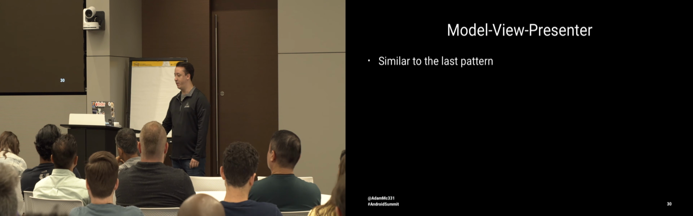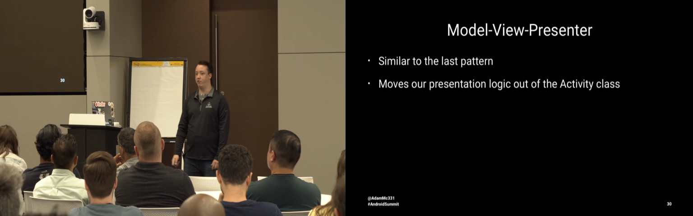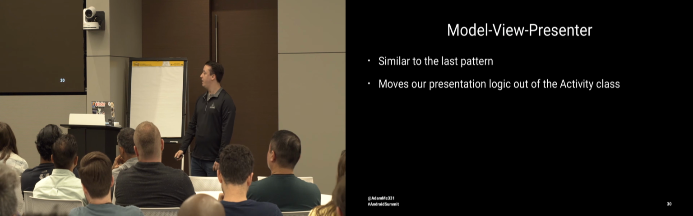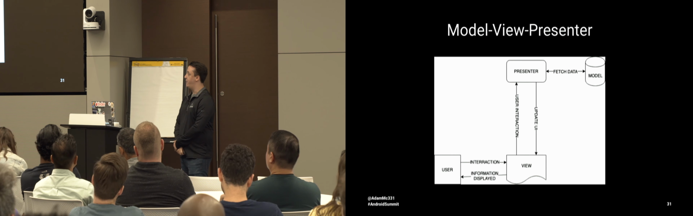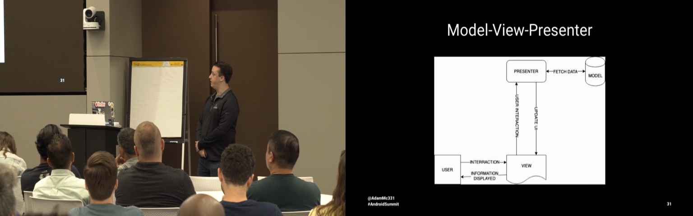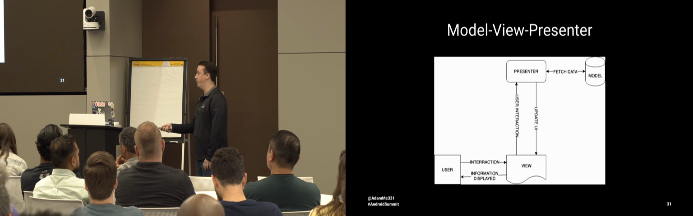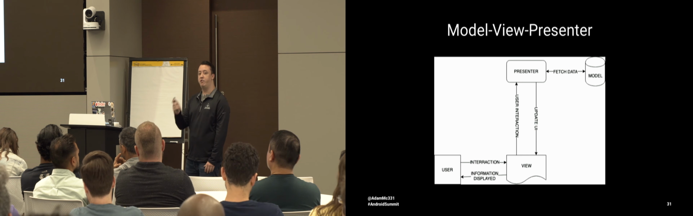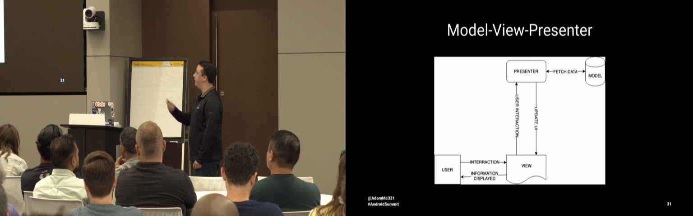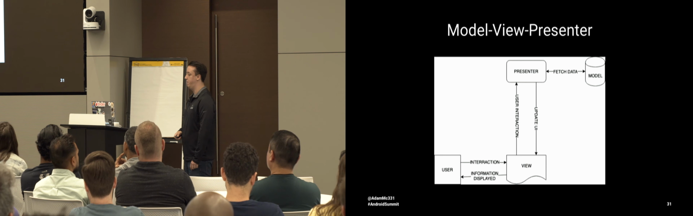So enter model view presenter, which is basically the same thing, but we want to pull that presentation logic out of the activity class. So we still have three components, but now the flow is a little different, where the user interacts with the view, then sees the information from it, and the view has a reference to the presenter, passes that interaction through, and the presenter tells the view to update the UI. We have two-way communication here. This is important. We talk about that later as well. And still, the presenter only talks to the model.